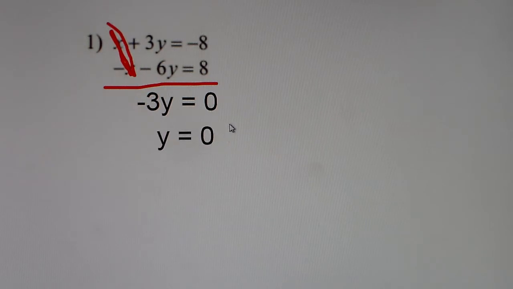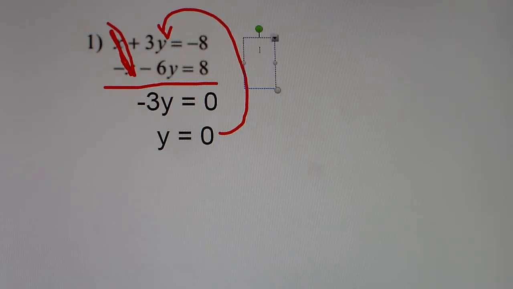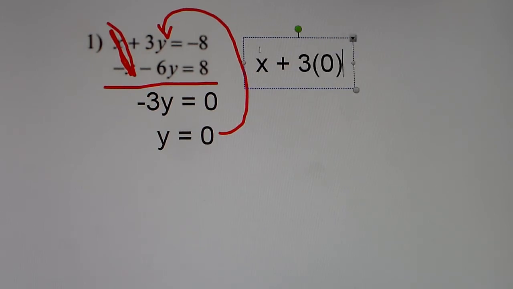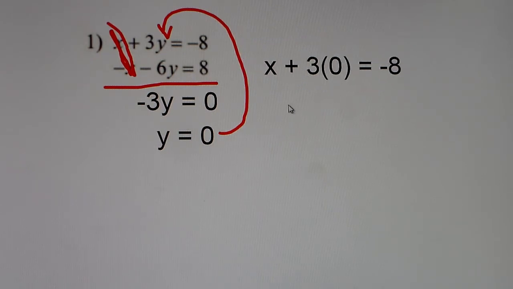Once we got y all by itself, we know the value, we can then substitute 0 in for y. So I'm going to take that top equation of x plus 3y equals negative 8, and I'm going to put a 0. The 0 is going to go in for the y value. So we're going to have x plus 3 times 0 equals negative 8. And now we're just going to solve for x. 3 times 0 is 0, so it'll be x equals negative 8.